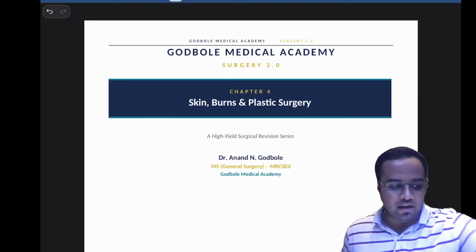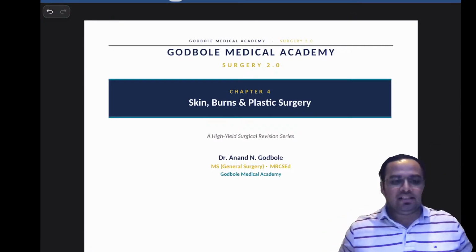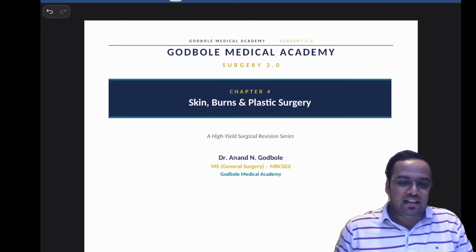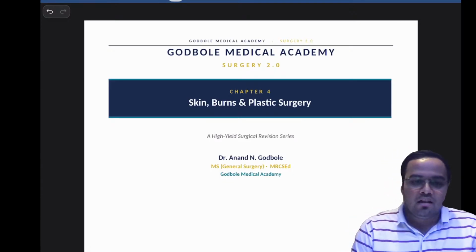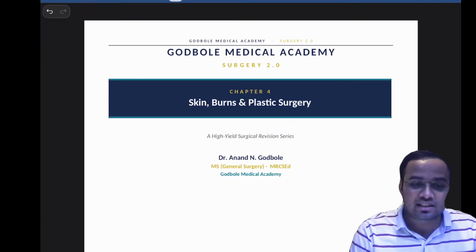So today we are beginning with the interesting module of plastic surgery and burns. Technically, most of the time when we are practicing and actually operating on the patient, we don't know the basic concepts of plastic surgery. It is not expected at general surgery level that you should know how to raise the skin flaps, how to plan the reconstruction of the patient.